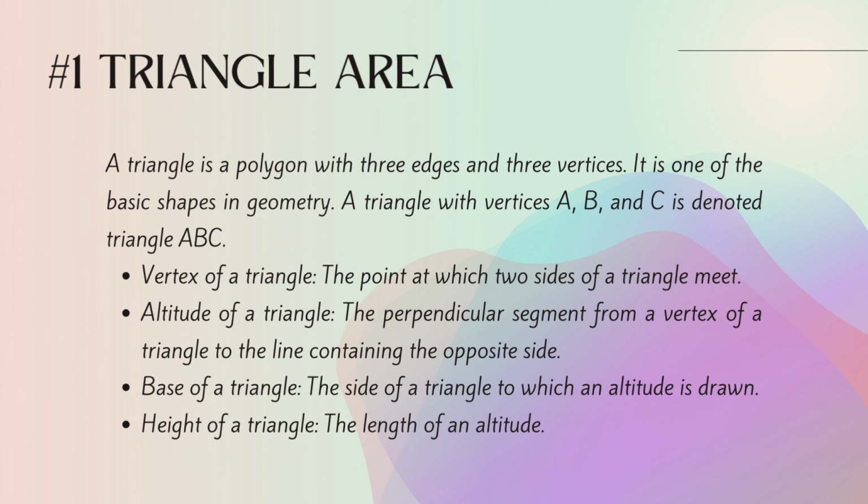The first task is called triangle area. A triangle is a polygon with 3 edges and 3 vertices. It is one of the basic shapes in geometry. A triangle with vertices A, B, and C is denoted triangle ABC.